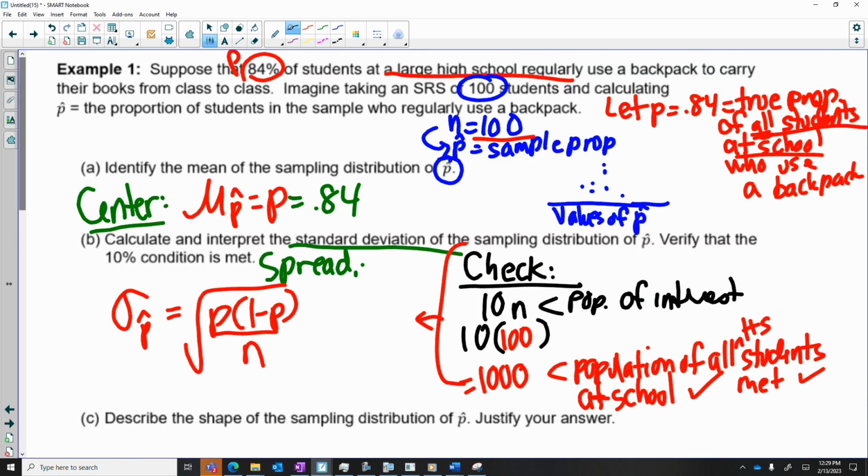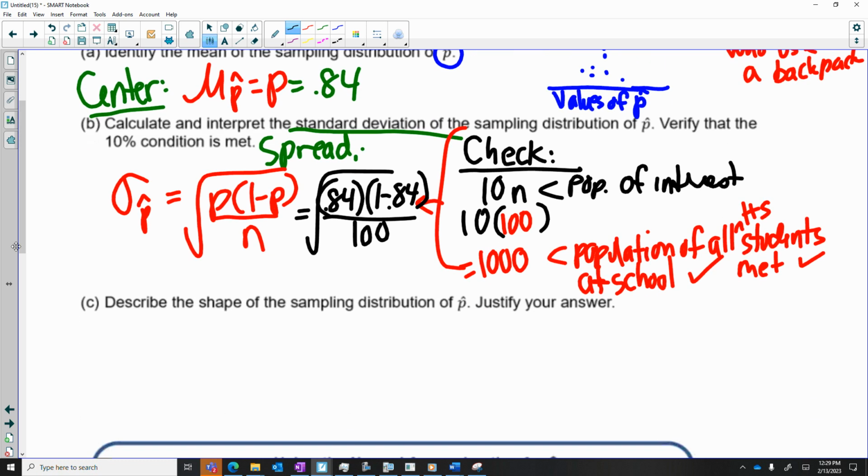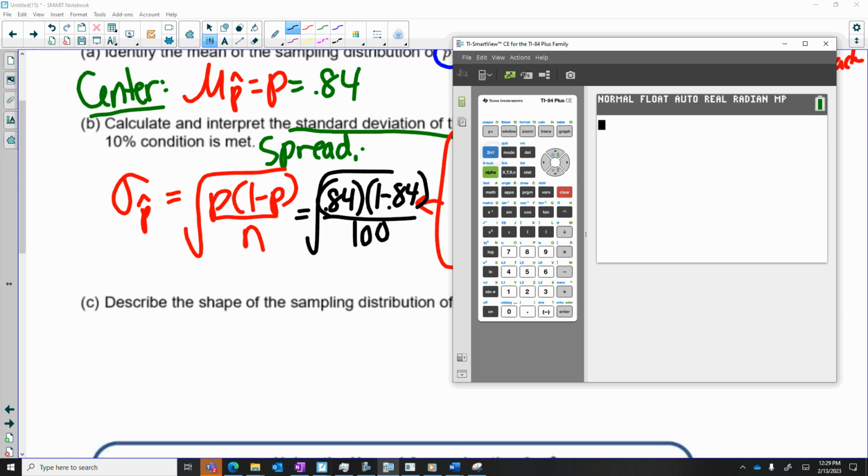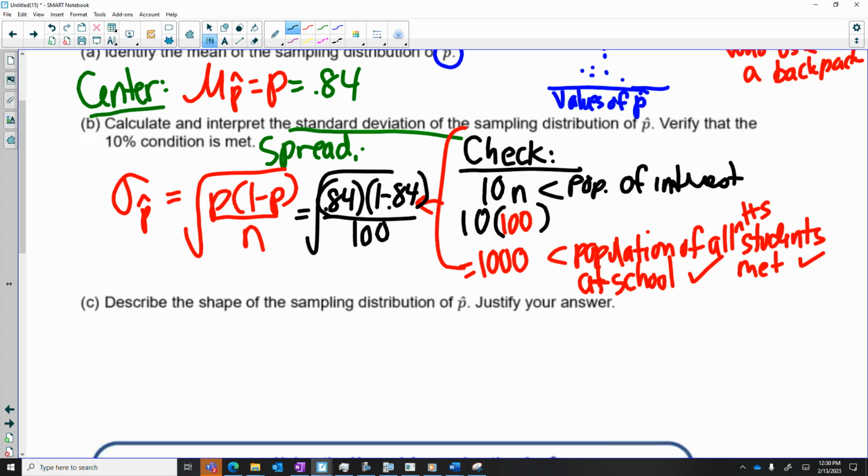So we're going to just substitute in here. Okay, so we're going to do 0.84 times 1 minus 0.84 over n, which is 100. We're going to get our standard deviation. So let's do it now. I think I put it in before here. Here it is. 0.84 times 1 minus 0.84 over 100, we get 0.037. So this is going to be the spread.